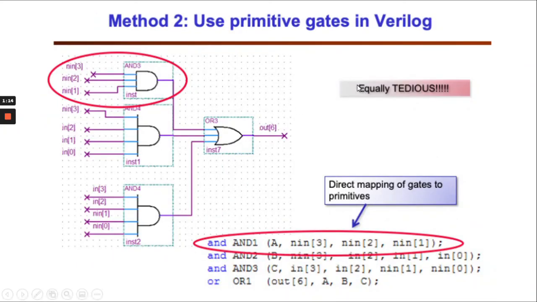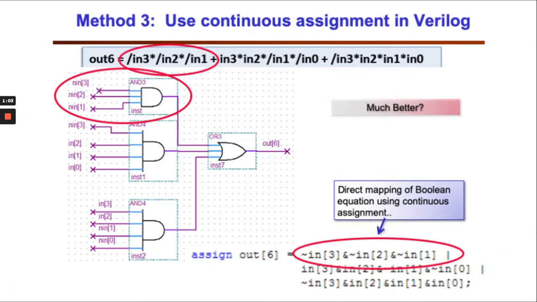And then you can use the primitive gates in Verilog. This one, I think I've discussed it in lab 1. You guys also understand how these things are done. So it's tedious, it's hard to implement, right? And then you can also use direct mapping of Boolean here.